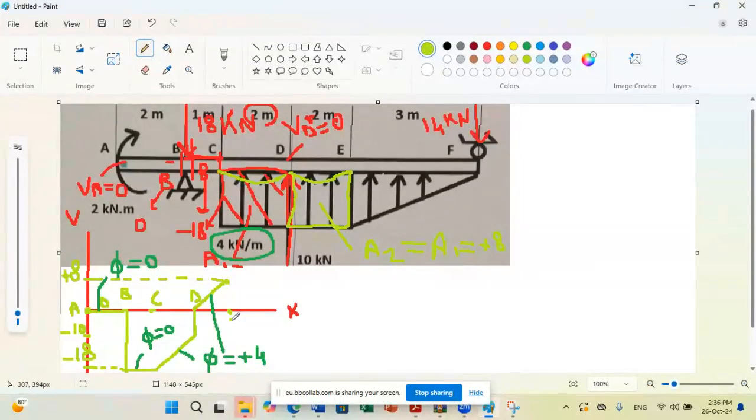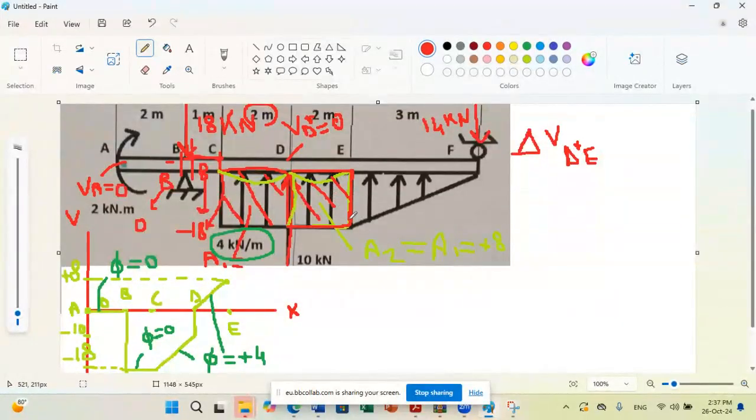Finally. Yes, tell me. Why plus 8? Because what is the change in shear, delta V, between D plus and E? It is equal, from the course material, to the area limited by the distributed load. What is the area limited by the distributed load? This area.